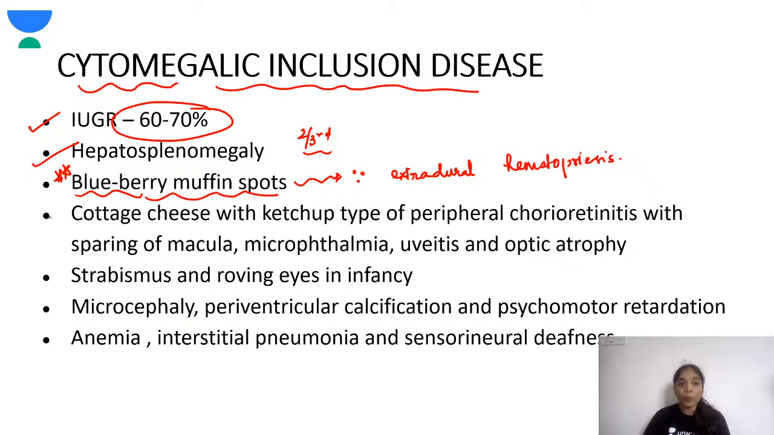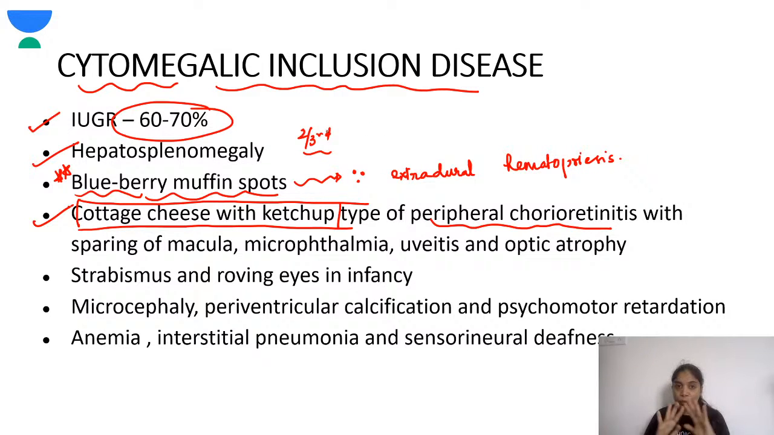Next, when you get a retinal picture, you can see chorioretinitis. The chorioretinitis presents as a cottage cheese with ketchup type of appearance. There will be diffuse white perivascular infiltrates, so there is a diffuse white background, and in between that there will be hemorrhages. That is why cottage cheese, that is paneer. Paneer is white, right? So cottage cheese with ketchup appearance, that you should remember, happens with cytomegaloviral infections.